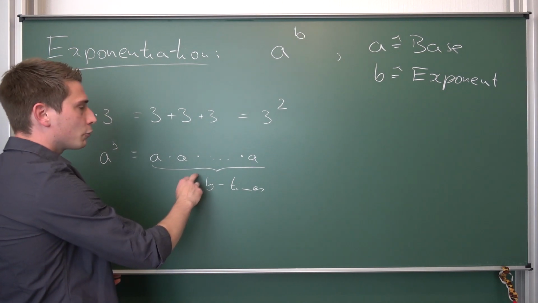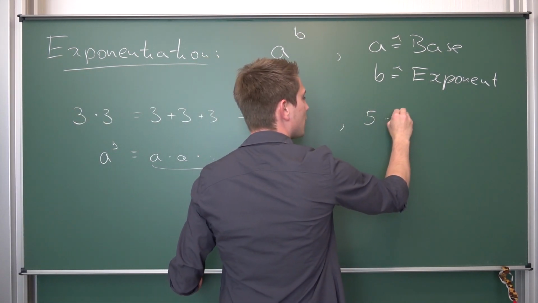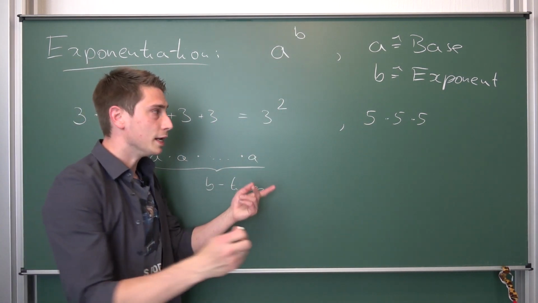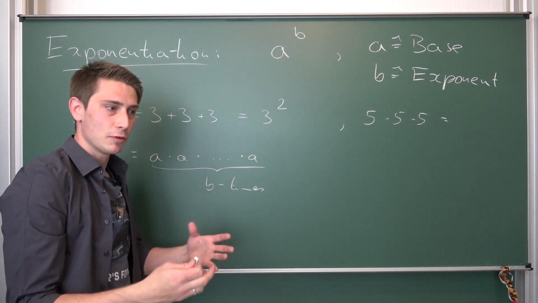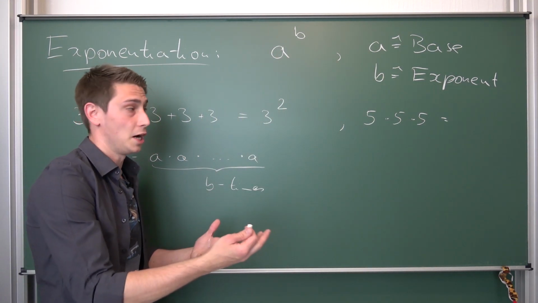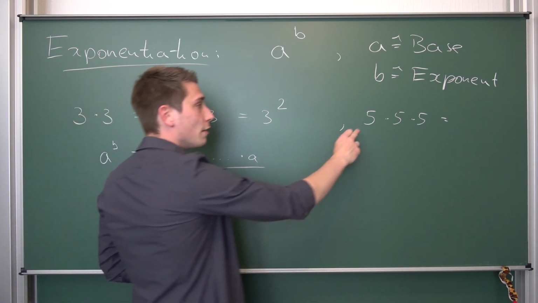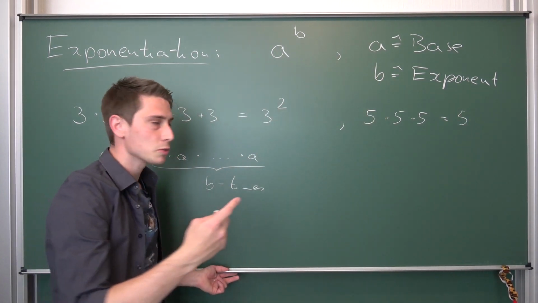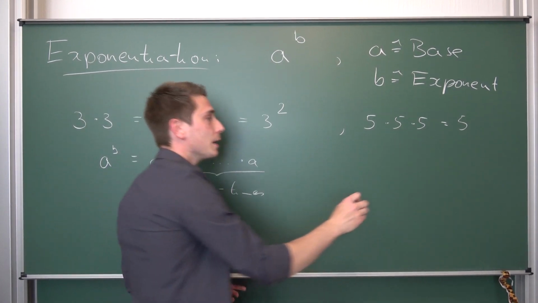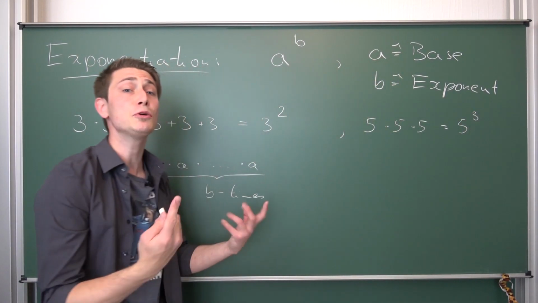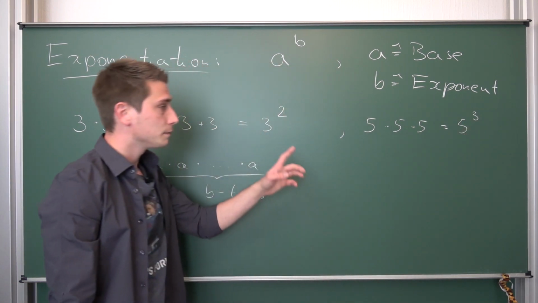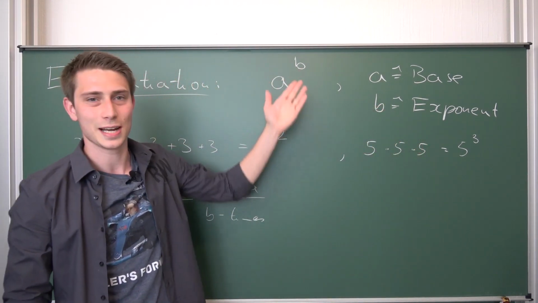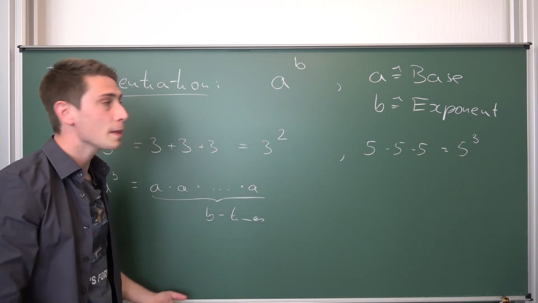All right, so for example, what is 5 times 5 times 5? Think about the verbal definition. We are multiplying something with itself a number of times. So 5 is what we multiply with itself, so this is our base. And how often are we going to multiply it with itself? Exactly 3 times. So 5 to the 3rd power, 5 cubed. This is what we call cubed. Pretty easy, right? It makes perfect sense for natural number exponents, and this is basically all you need to know.